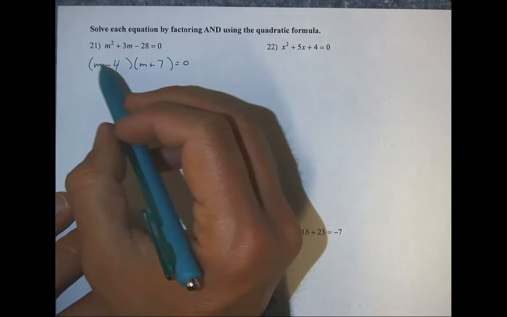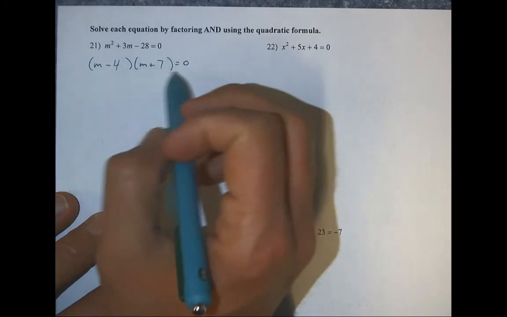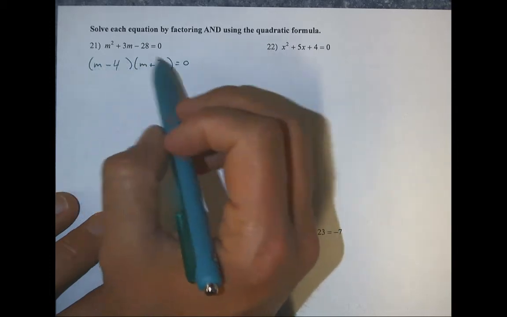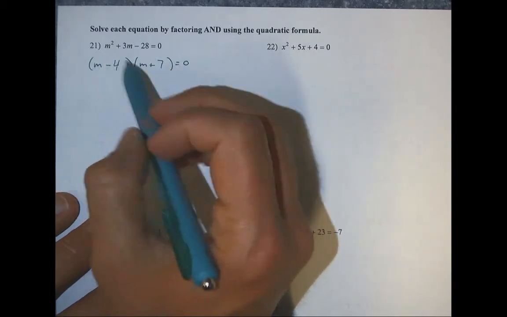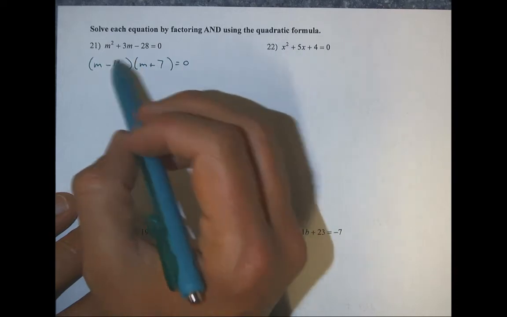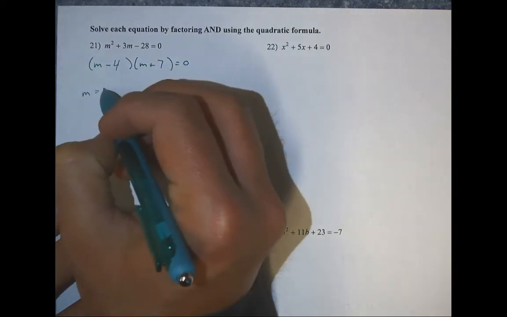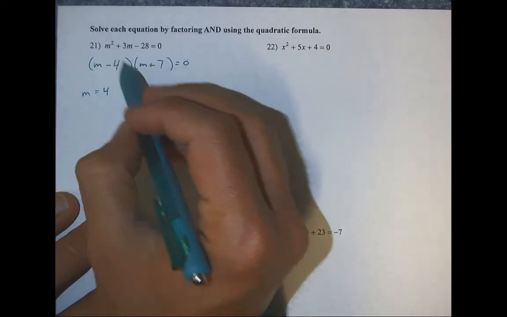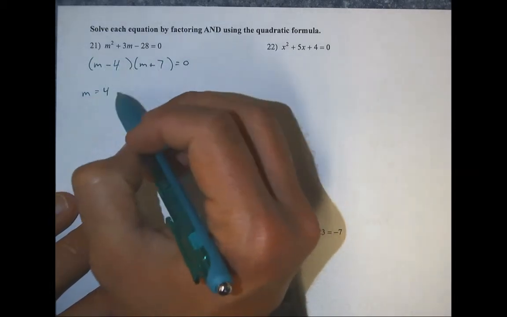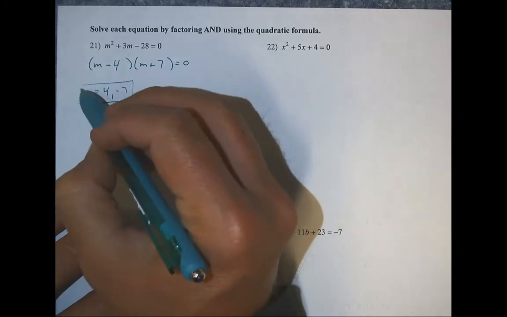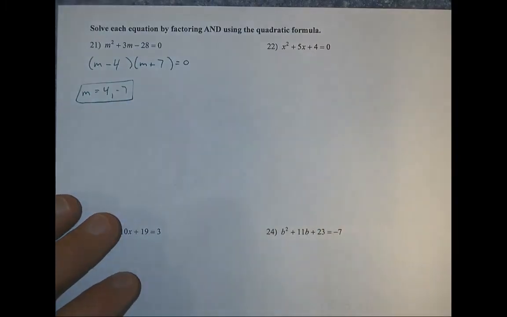Now we have to think, what numbers would we plug in to make this equation true? So for it to be true, either one of these quantities, which have binomials inside of them, have to equal 0. So this times this equals 0. So the number you would plug in here would be positive 4 to make this 0, 4 minus 4, and negative 7 to make that one true. So kind of the opposite of the factors we chose.